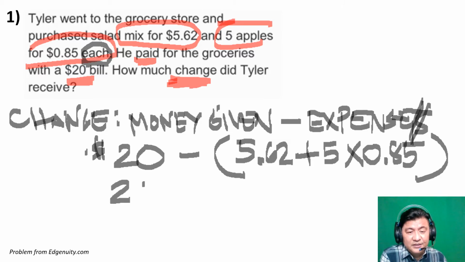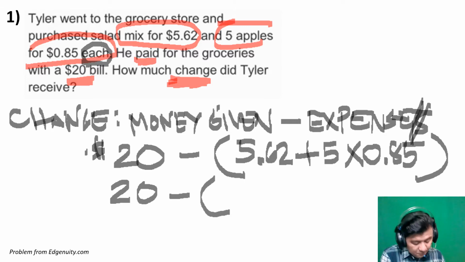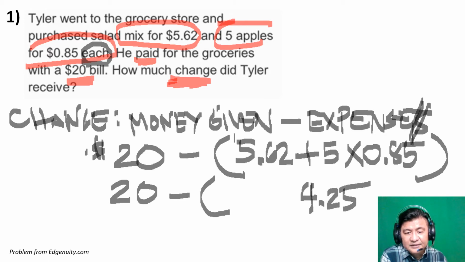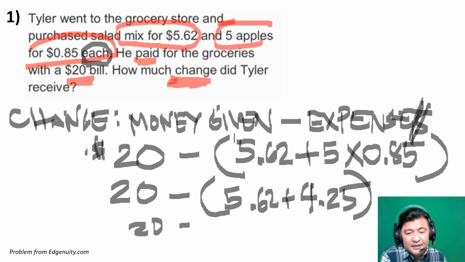Okay, so $20 minus, now order of operations. Remember what I said? Don't add immediately, multiply first. 0.85 times 5 is $4.25. So that's $4.25. Then add my $5.62.